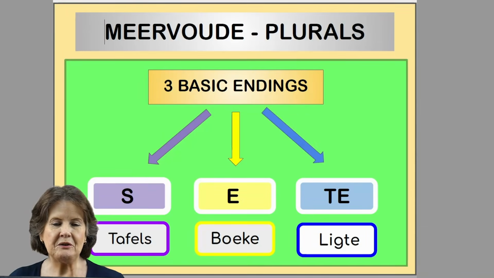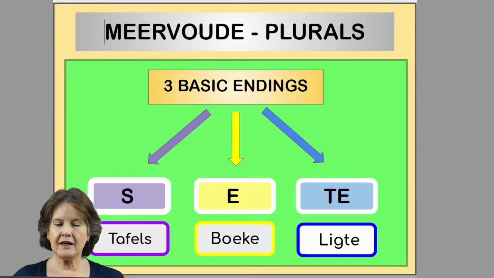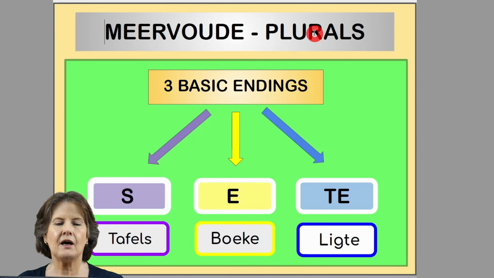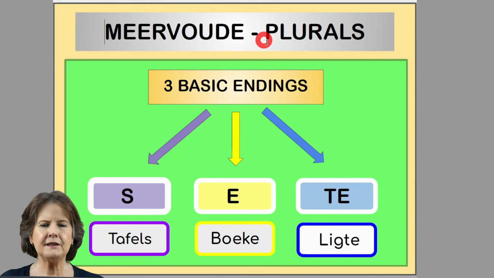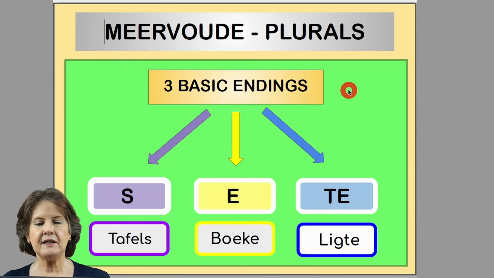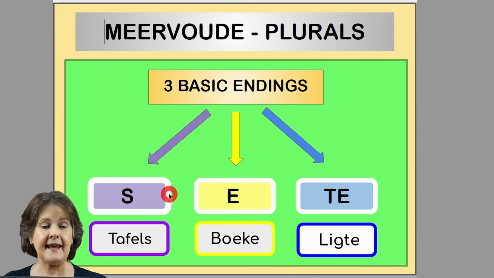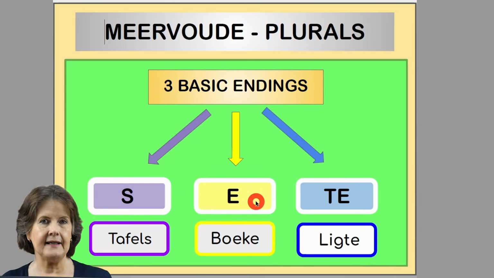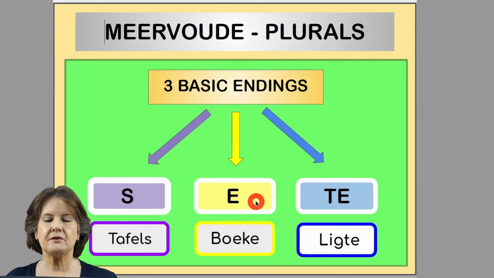Today we're going to look at Meervoude in Afrikaans, and that is plurals, how to turn a word from singular to plural. Now the first thing you need to remember is that in Afrikaans we've got three basic endings. So the word we give you, you're going to add an S, an E or a TE. Now in most cases we add an E, in about 80% of the cases. So that is your three options.